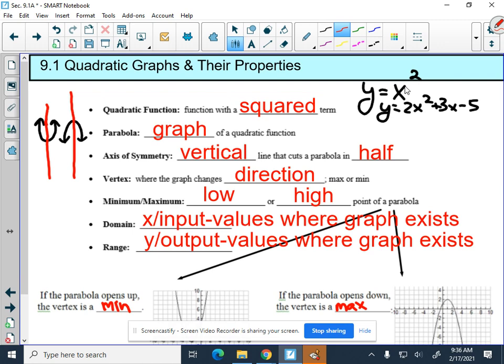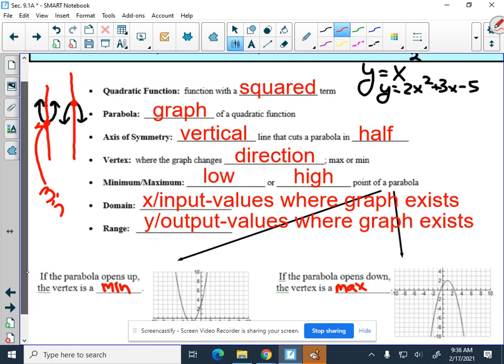Okay. The vertex is where the graph changes direction. The vertex is the turning point. Then we have what are called minimum and maximum. This one here, would you call it a low point or a high point on the graph? Low point, because see the other sides, they go up, right? So that's the lowest it gets. So that one is called a minimum.